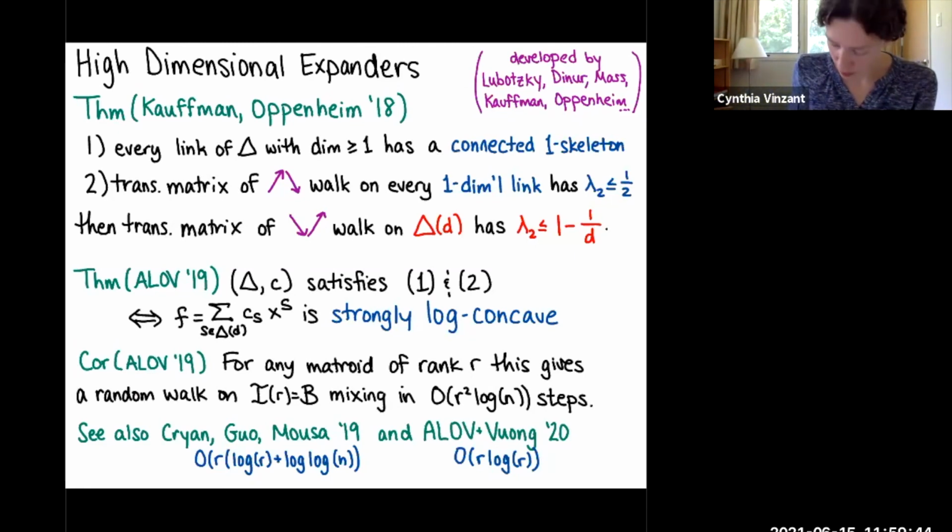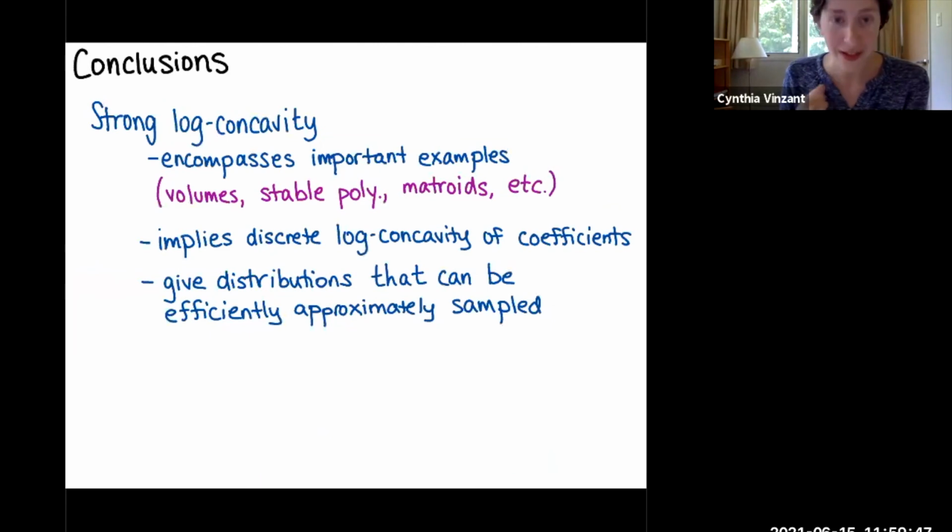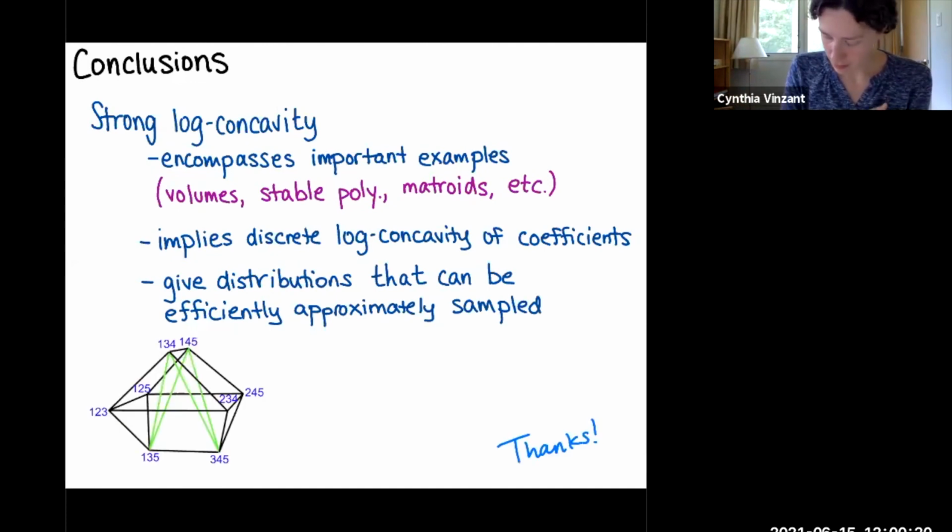Yeah. So I see that I have a minute left, so I will just conclude that strong log concavity encompasses many important examples. I didn't talk about it, but it implies some nice discrete log concavity on the coefficients of a polynomial, and in particular has this nice connection with high dimensional expanders and can give distributions that can be efficiently approximately sampled with a Markov chain, which will converge to its stationary distribution quickly. And here's a nice edge graph of a matroid polytope for you, and I will thank you for your time.